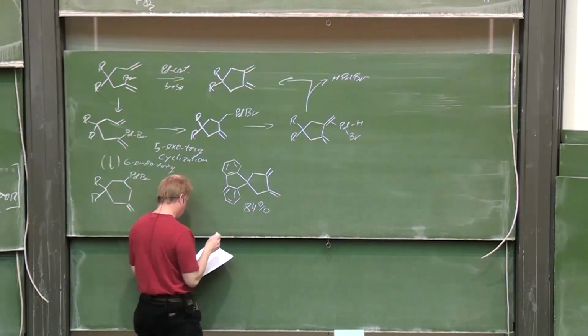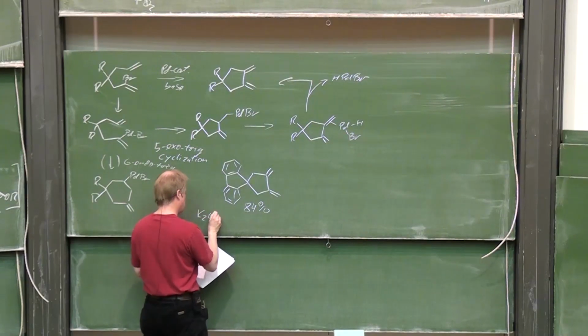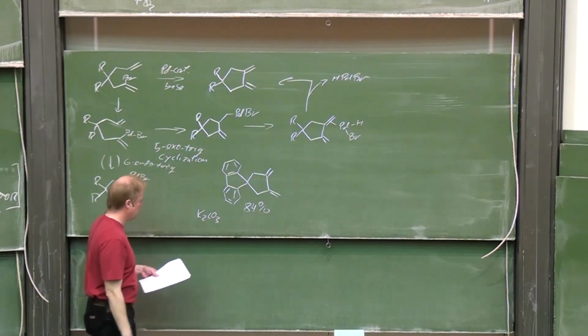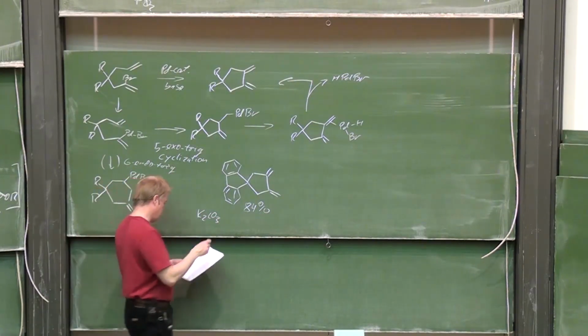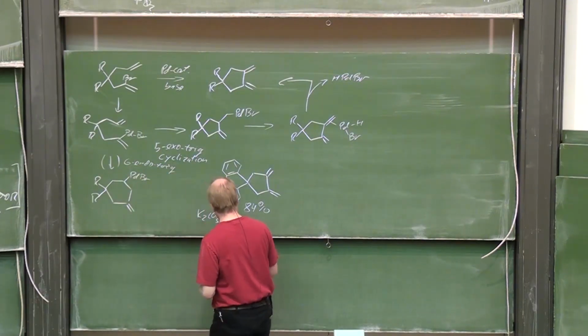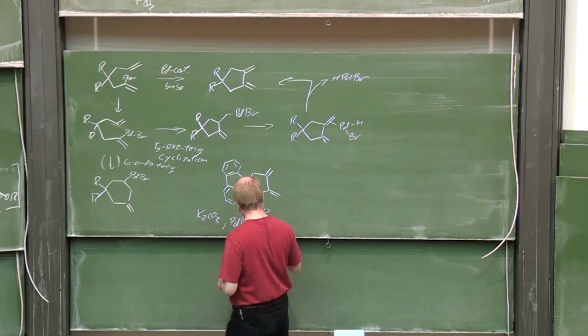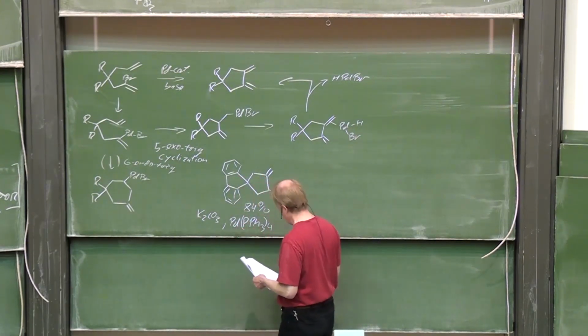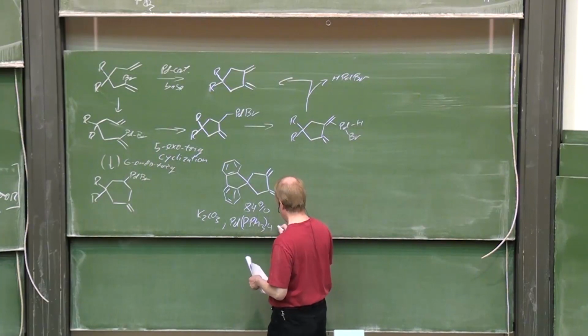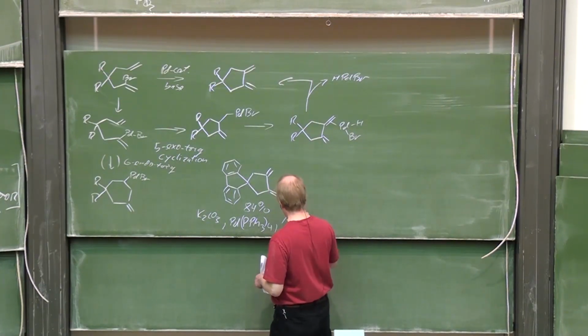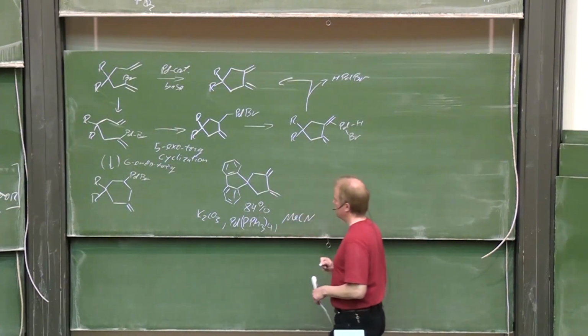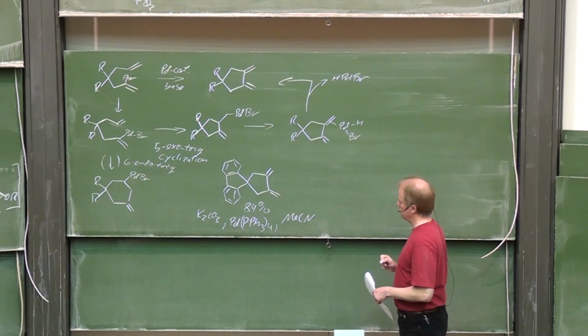84% have been obtained, and the reaction conditions were potassium carbonate as a base, tetrakis(triphenylphosphine)palladium as the catalyst or the pre-catalyst, and acetonitrile as the solvent.